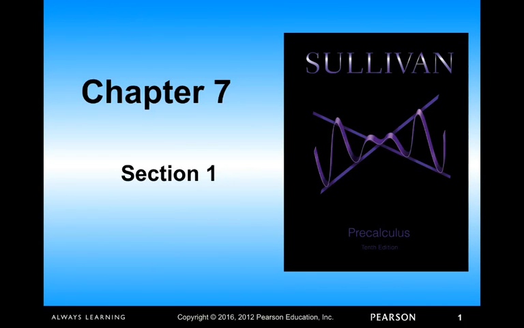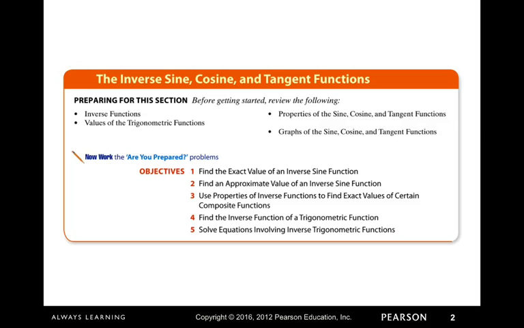Okay, we are looking at Chapter 7 in the Sullivan Pre-Cal book, Section 1 today. And so as we go on, we're going to talk about these objectives. Trying to find the exact value of an inverse sine function. Find the approximate value of an inverse sine function. Use properties of inverse functions to find exact values of composite functions. Find the inverse function of a trig function. Solve equations involving inverse trig functions.